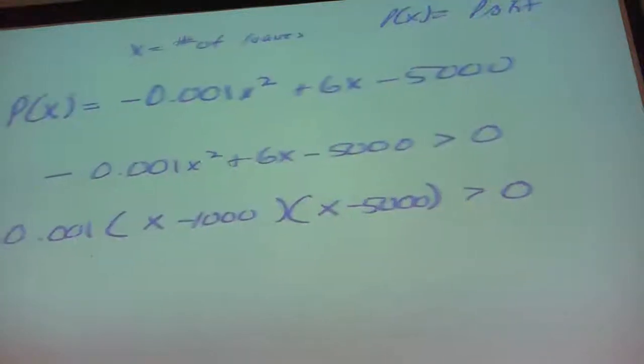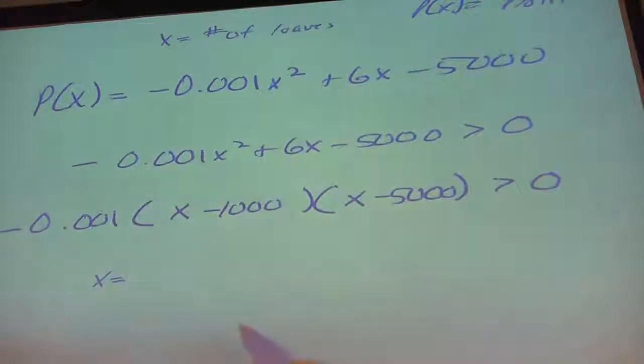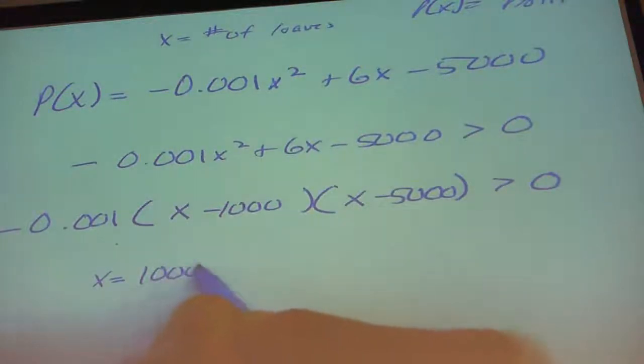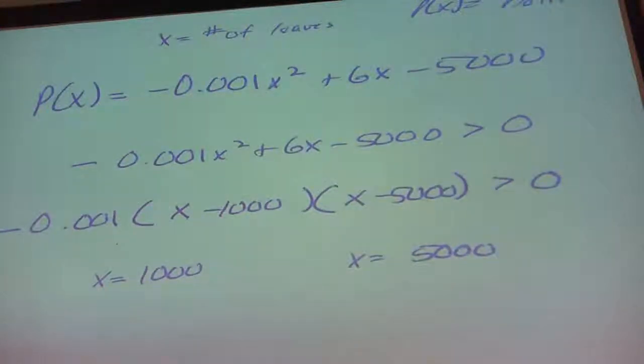So I took care of the factoring for you. And after factoring this, you are now able to tell me the special numbers, the important numbers, the numbers that give me 0. And what would be my special numbers? 1,000 and 5,000. Stop there. Is everybody okay?